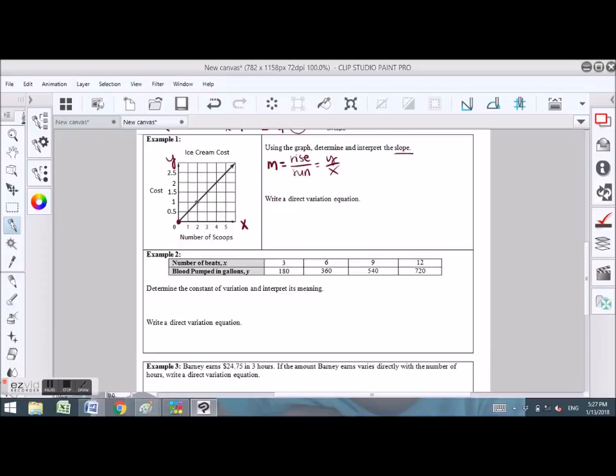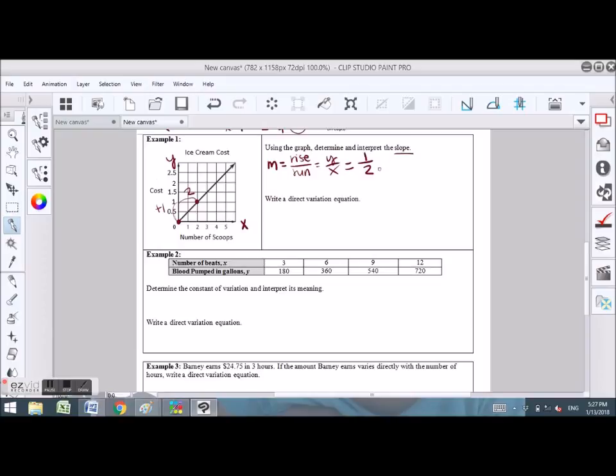So right here we pass through the origin, and I'm going to pick a random point. We have the rise, let's say we rise 1, and then we run 2. So our y over x is 1 over 2.